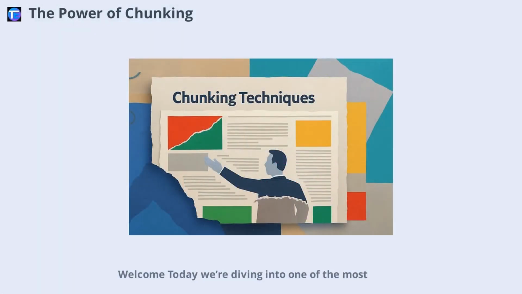Welcome. Today, we're diving into one of the most overlooked yet powerful aspects of Retrieval-Augmented Generation, or RAG: chunking. Did you know that up to 70% of a RAG system's performance can be traced back to how you split and organize your documents? Whether you're building AI search engines or smart assistants, chunking is the backbone that determines how well your system retrieves and understands information.